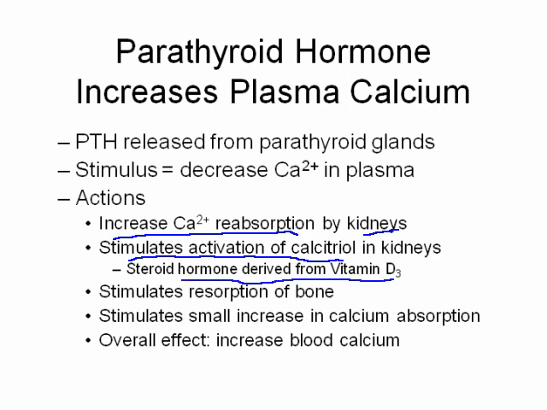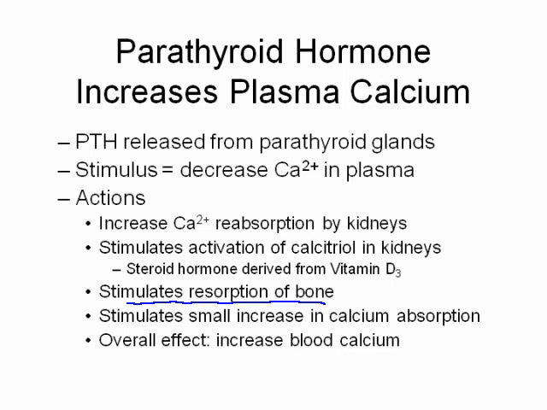Calcitriol is a steroid hormone derived from vitamin D3. So it stimulates calcitriol in the kidneys. This is going to stimulate resorption of bone, that is, the taking of calcium out of the bone and putting it into the plasma. So, of course, it's a way of increasing plasma calcium concentration. Stimulates the small intestine to enhance calcium absorption. The overall effect is, of course, an increase in calcium concentration in the blood.